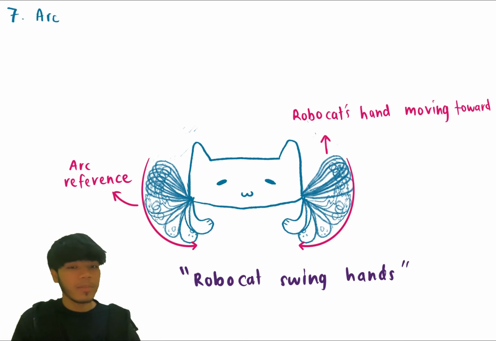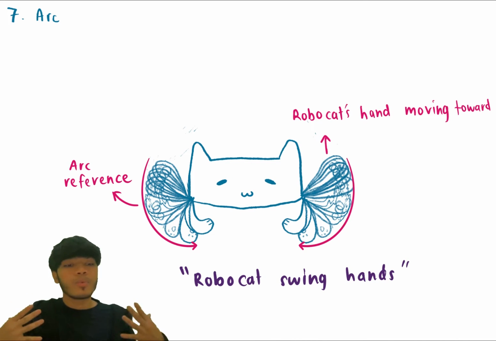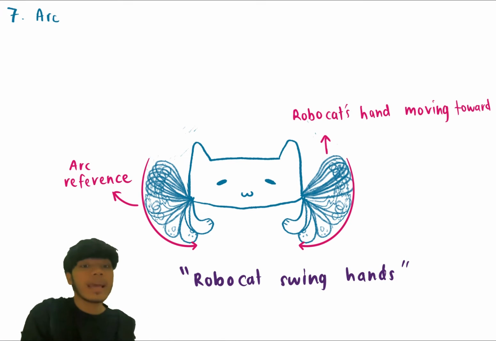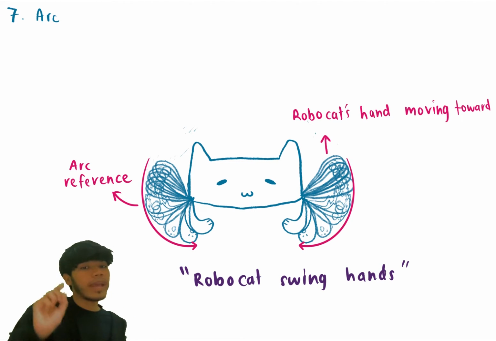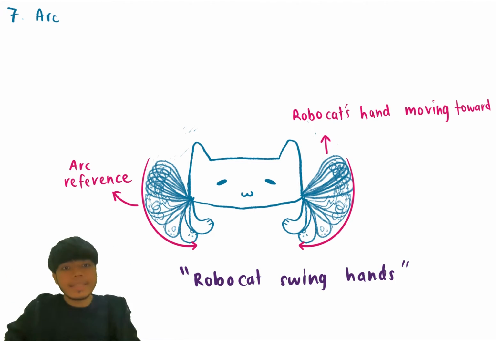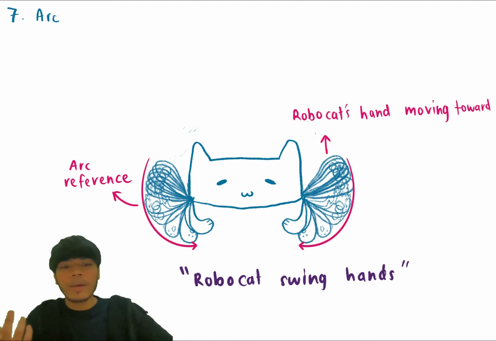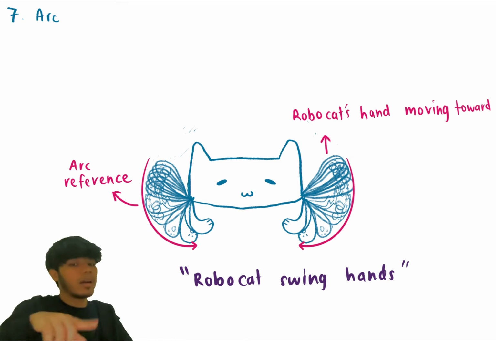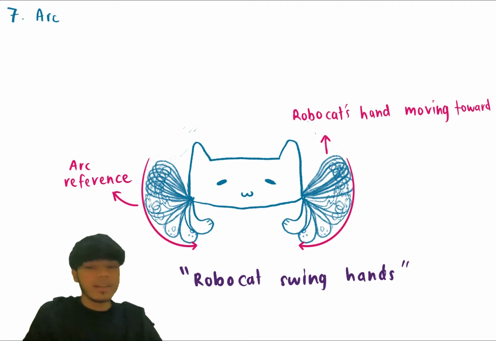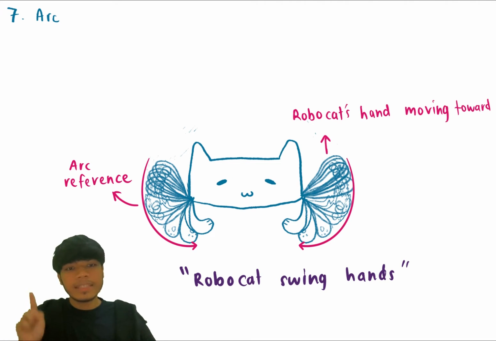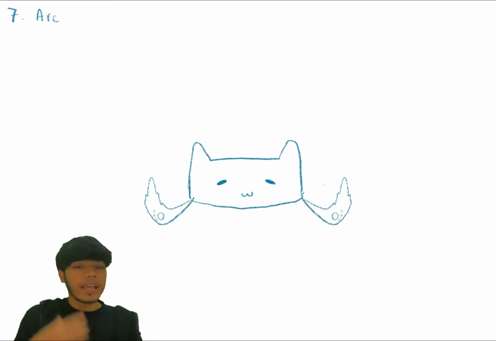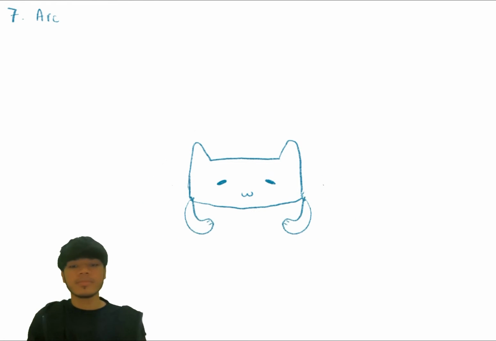For the next principle of animation, we have arc. Arc is when my character moves its hand in a circular path, otherwise known as an arc. So I made this Robocat swinging his paws like this. Before I made this drawing, I drew an arc reference and I made a frame-by-frame arc to make it animate. So if you can see, Robocat's hands are moving forward, right? So it will be like this. As we can see, if I animate this drawing, it will look like this.